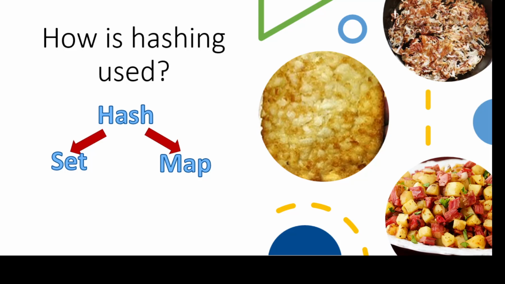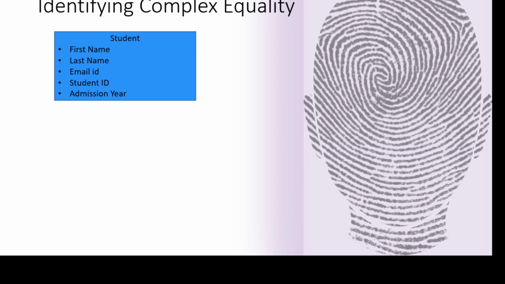In a set, it becomes an easy way to compare two objects to see if one's greater than or equal to each other, and then a quick way to look them up accordingly. So the first thing that's really important to understand is how we identify the equality of complex objects.